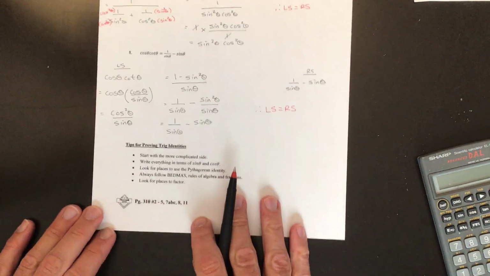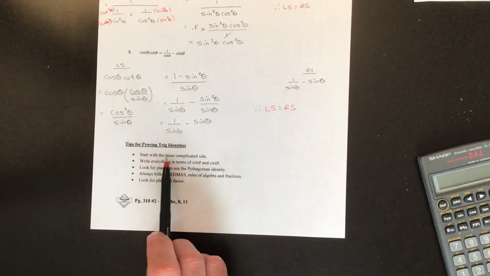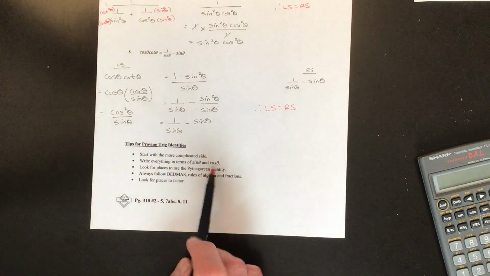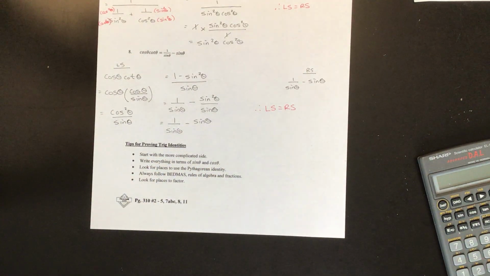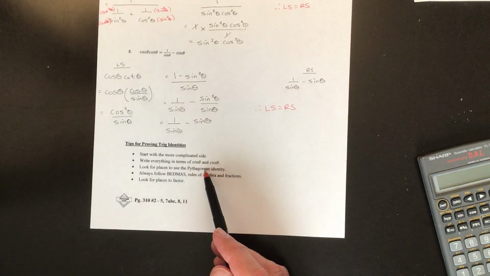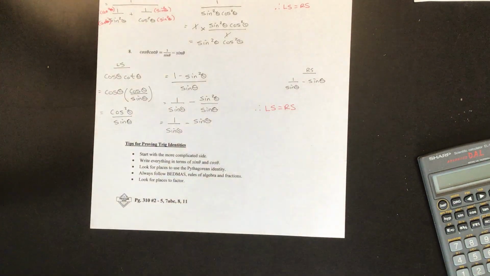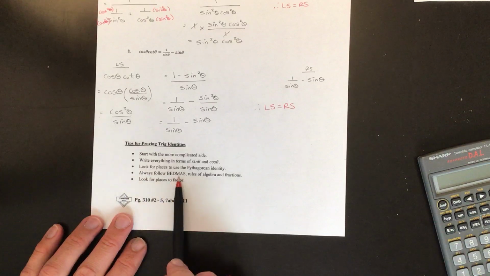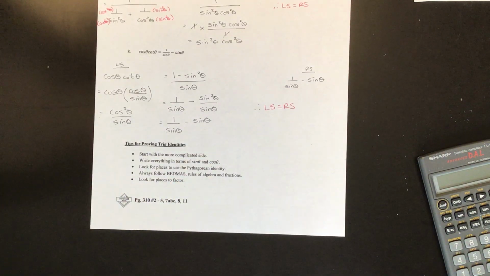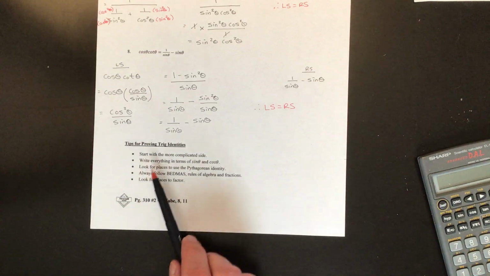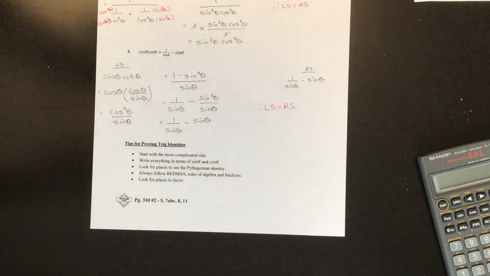Down here at the bottom, I have included some tips. Start with the more complicated side, everything in terms of sin and cos. No reciprocals, no tan. Then we look at our 4 Fs. So I'm looking for, can I factor? Can I convert something into a fraction? If it's a reciprocal, I'm flipping that to a primary trig ratio. Can I FOIL? Can I factor? So in addition to that, we follow BEDMAS. You multiply first before you add or subtract. Okay, so that is kind of the direction we're going in.